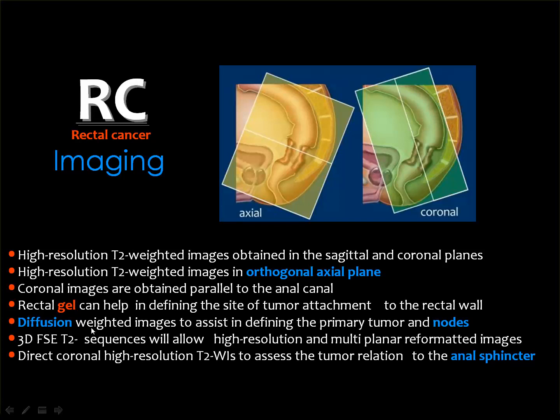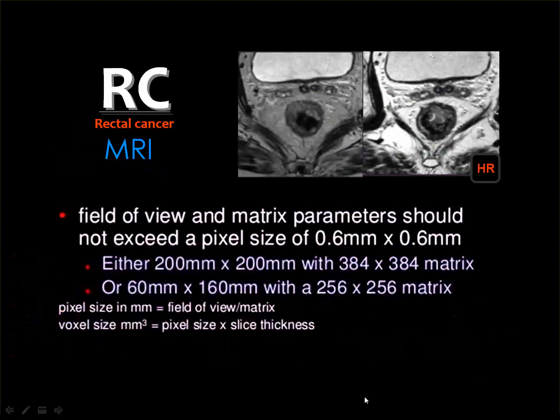One of the helpful techniques on MRI is the use of diffusion weighted images, especially for detection of small mesorectal lymph nodes. Also, direct coronal high resolution T2 weighted images are needed to assess the anal sphincter. Then these are the parameters for the high resolution scans, and you can see the difference between the conventional T2 weighted image and the high resolution T2 weighted image.